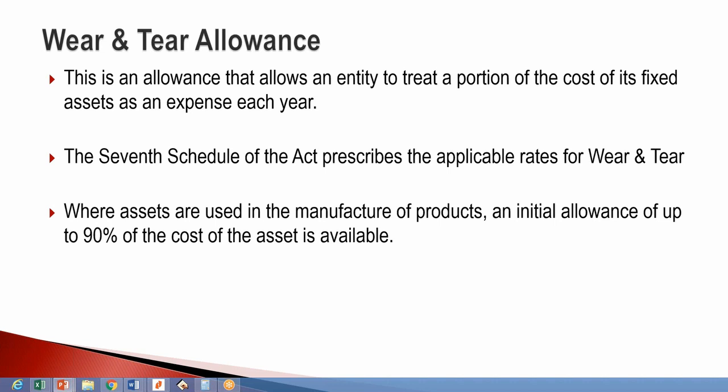Where some assets are used to manufacture a product, you have an initial allowance where you can write off 90% of the cost of the asset in the first year.